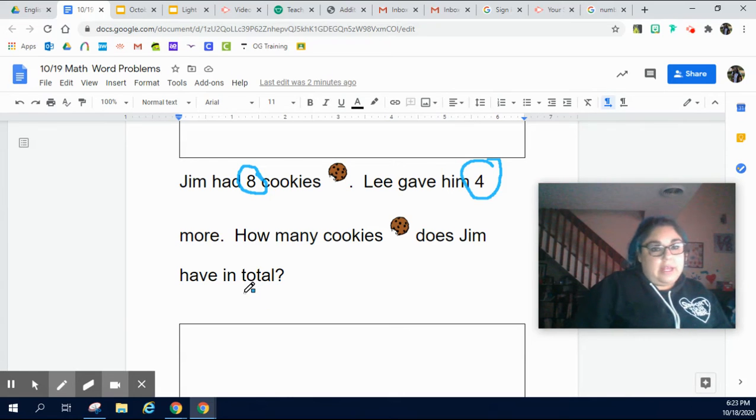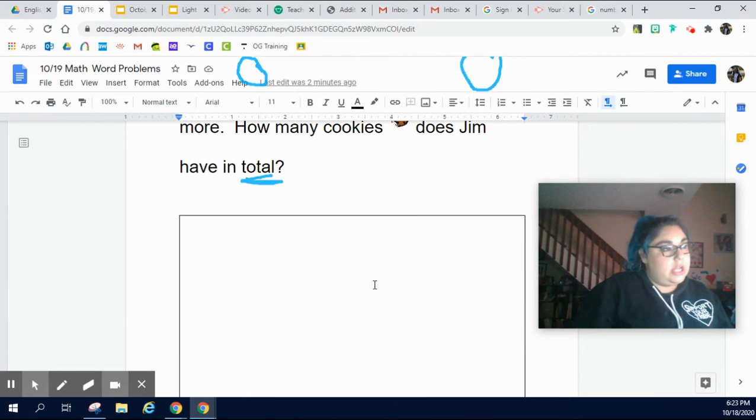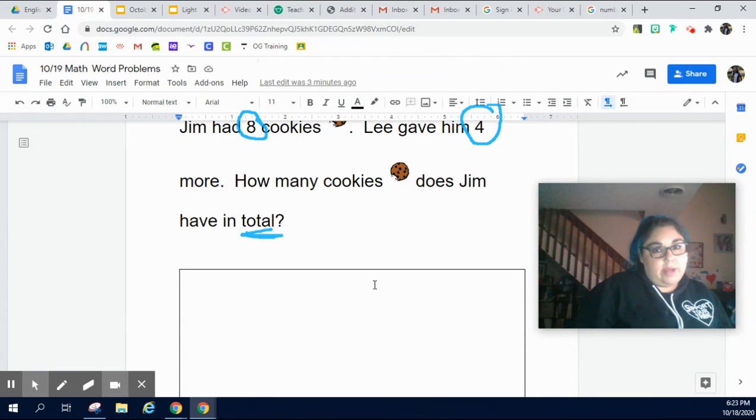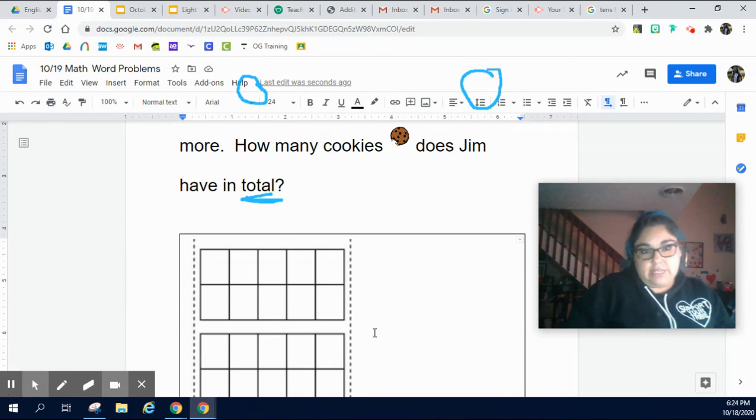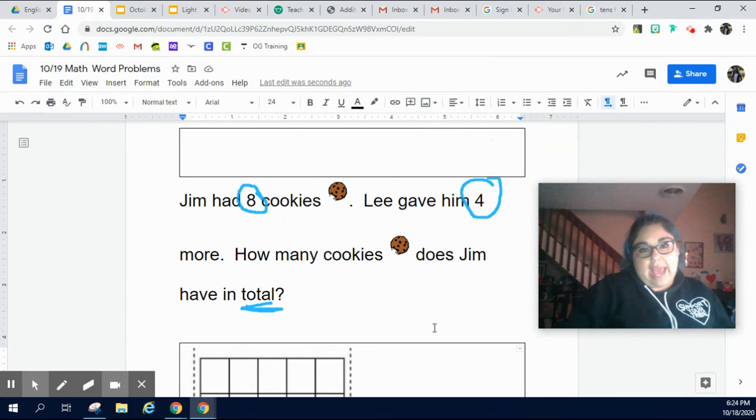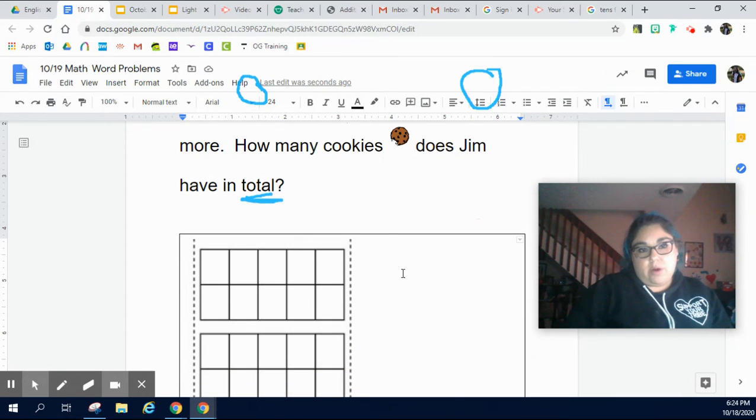How many cookies does Jim have in total? So again, here's my important word that I need to underline for step 3. Now, step 4 is my strategy. I think what I'm going to do for this one is a tens frame. All right, now that I have my tens frames out, it says Jim had 8 cookies. Lee gave him 4 more. So I'm going to use 8 as my starting number.